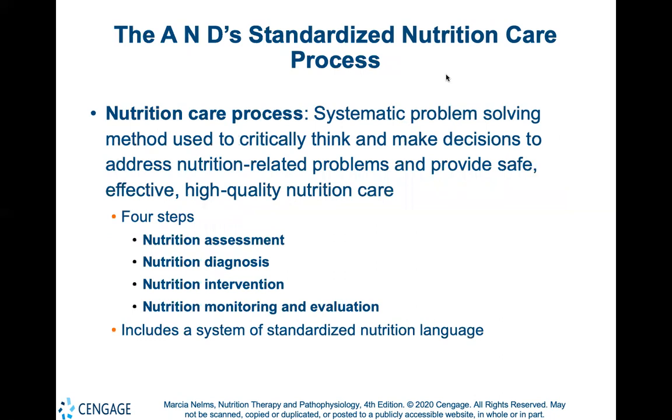The nutrition care process is defined as a systematic problem-solving method that dietetic practitioners use to critically think and make decisions to address nutrition-related problems and provide safe, effective, high-quality nutrition care. This nutrition care process consists of 4 distinct but interrelated and connected steps: nutrition assessment, nutrition diagnosis, nutrition intervention, and nutrition monitoring and evaluation. A nutrition care process standardized language committee continues to meet in order to evaluate and revisit the language as needed.